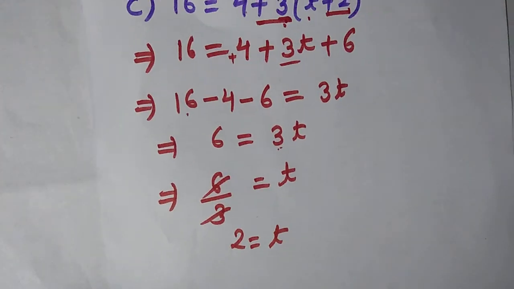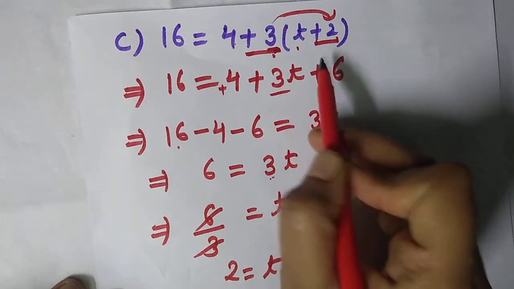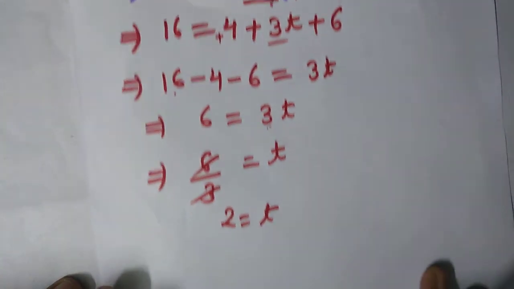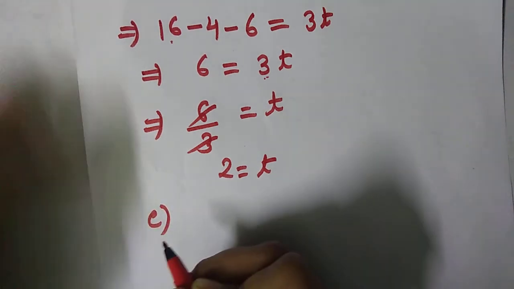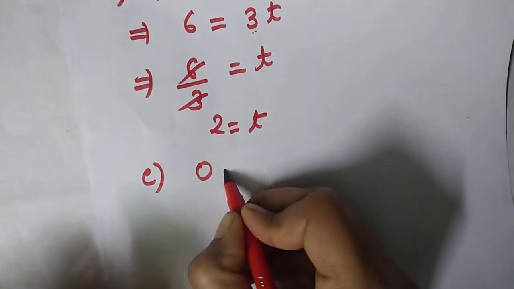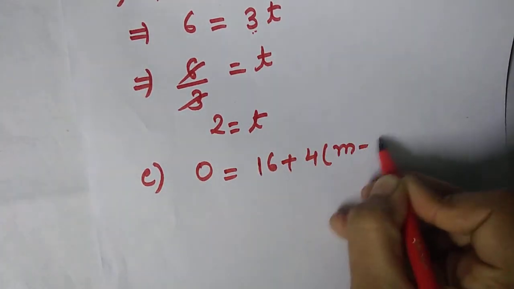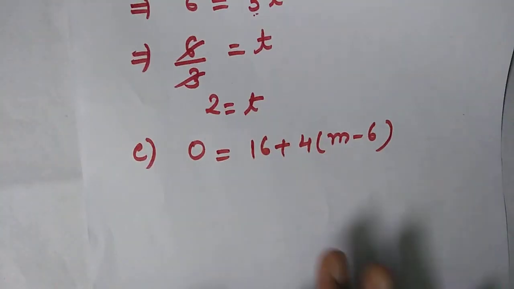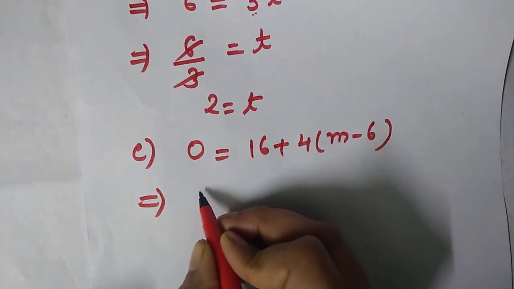This way you have to apply the distributive law in this question. One more question I am explaining, one more part, that is part E. Part E is 0 equals 16 plus 4 into m minus 6. So this is 0. On the LHS we have 0.